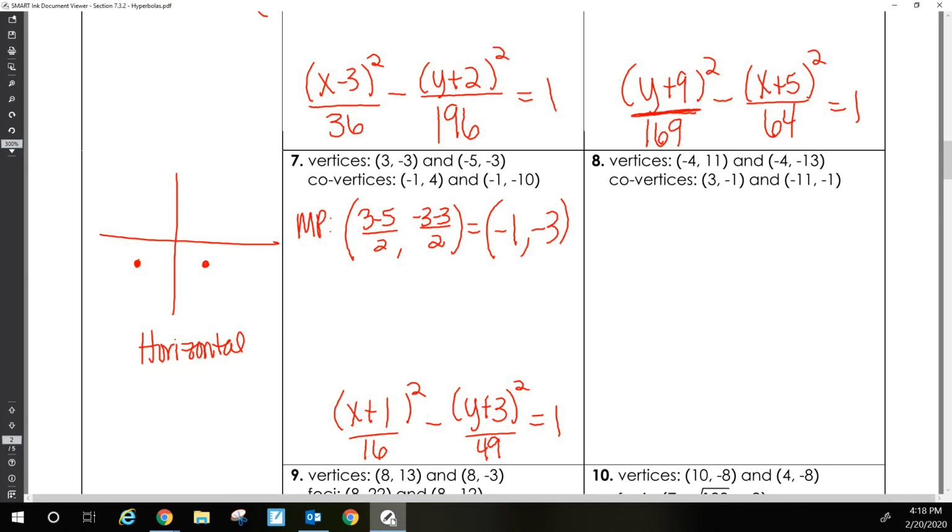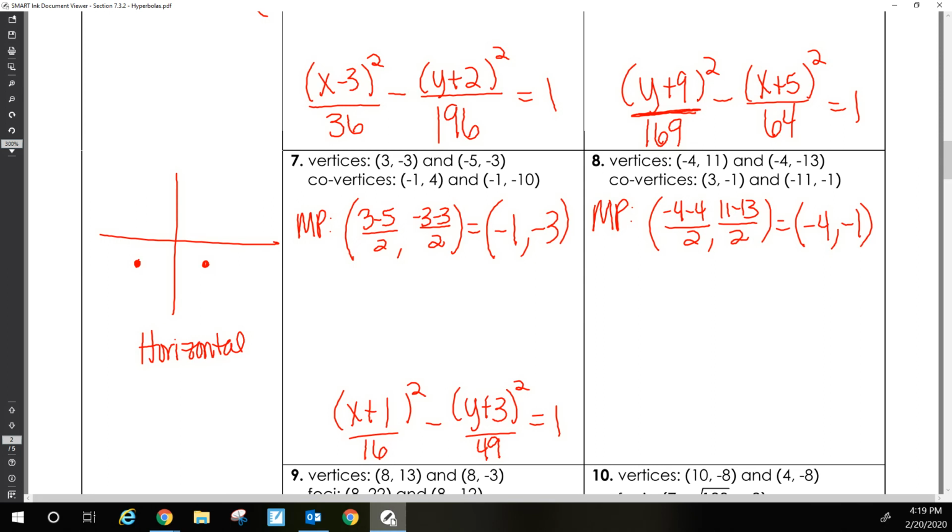All right, let's try to get one more on this video, and then we're going to get to some harder ones that have foci. I'm going to use the midpoint to find my center. So -4 minus 4 divided by 2, 11 minus 13 divided by 2. What's -4 minus 4? -8 divided by 2 is -4. 11 minus 13 would be -2 divided by 2 is -1.